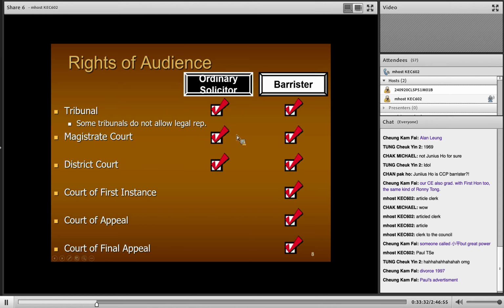So for ordinary solicitors, usually they only have rights of audience up to the district court. Of course, for tribunals, only the land tribunal, 土地審裁處, allows legal representation. For other tribunals, like the small claims tribunal and labour tribunal, they do not allow any legal representation. So it means that the party cannot retain a solicitor or barrister to represent them. For solicitors, in fact, they can also do advocacy work. They have rights of audience in the magistrate court and also the district court.